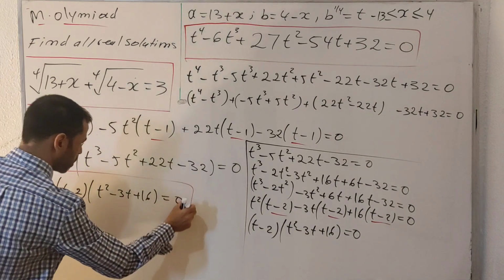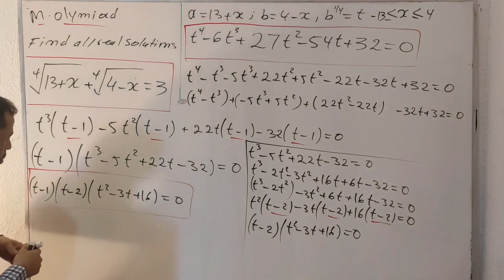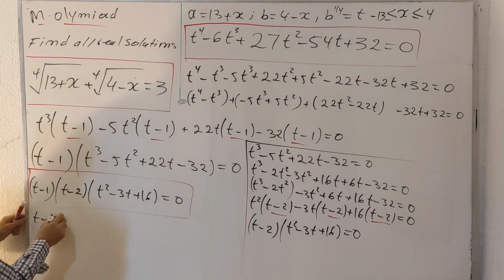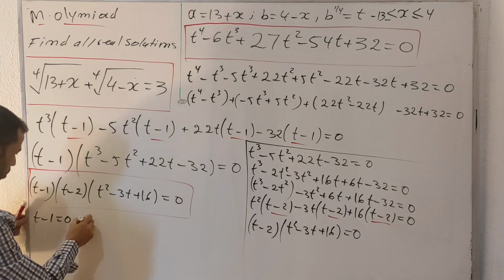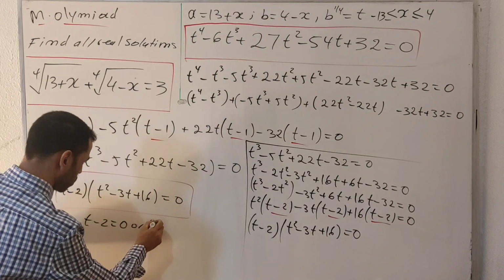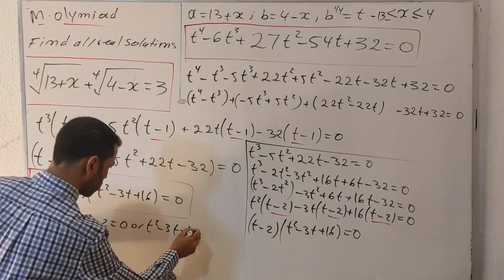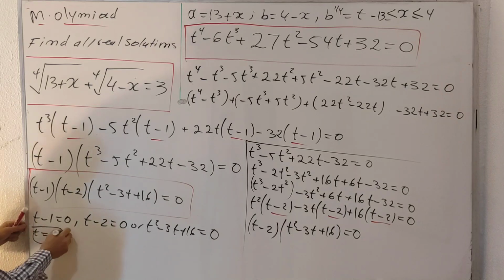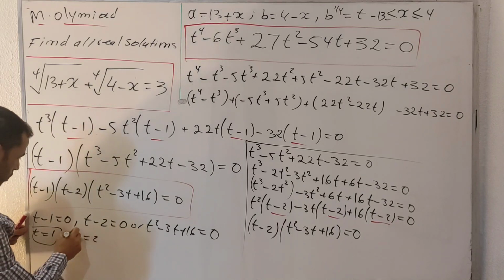I have ended with this expression. Now I'm simply going to solve this equation. So I will have t minus 1 equals 0, or t minus 2 equals 0, or t squared minus 3t plus 16 equals 0. Okay. So this one, simply t equals 1. Here t equals 2.